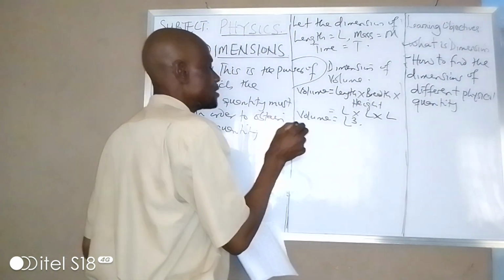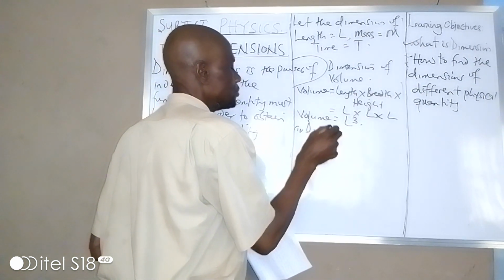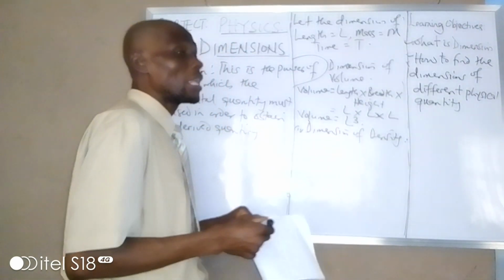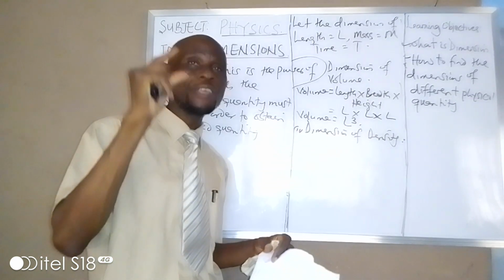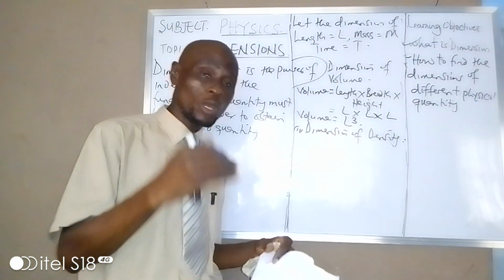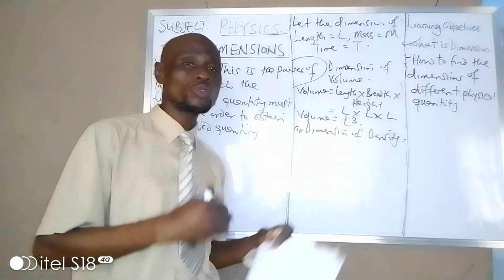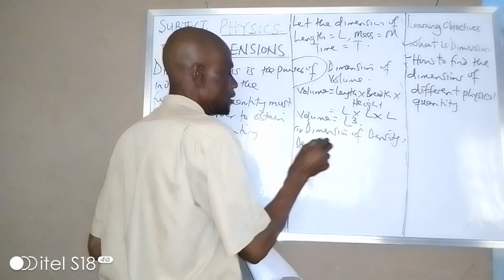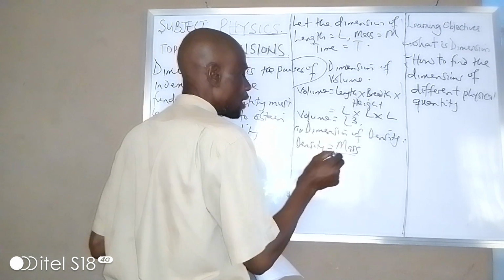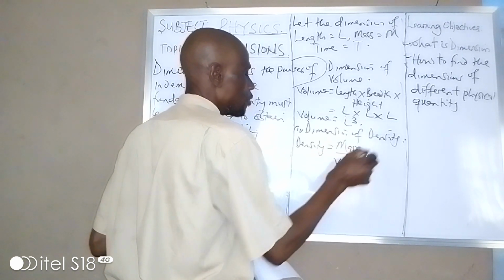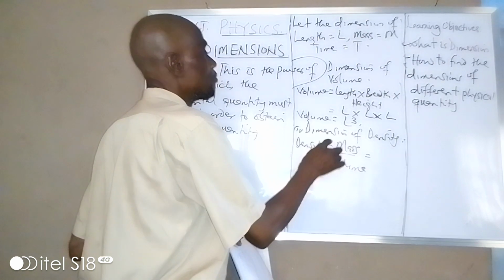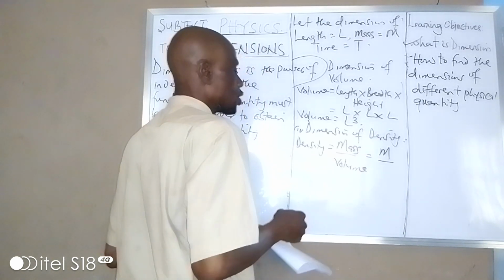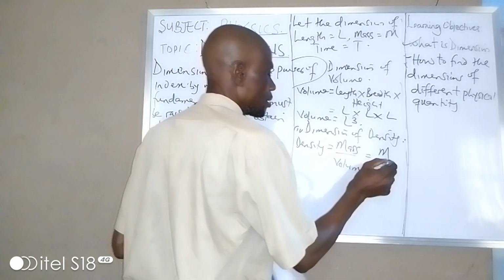Let us find the dimension of density. Please, the formula of each of these physical quantities is very, very important. You have to know the formula of each of these physical quantities, that's what you are going to use. Now, the formula of density, like I've said in the last class, density is mass over volume, the ratio of your mass to your volume. What is the dimension of mass? Mass is capital M. You put it there. What is the dimension of our volume? L raised to power 3.